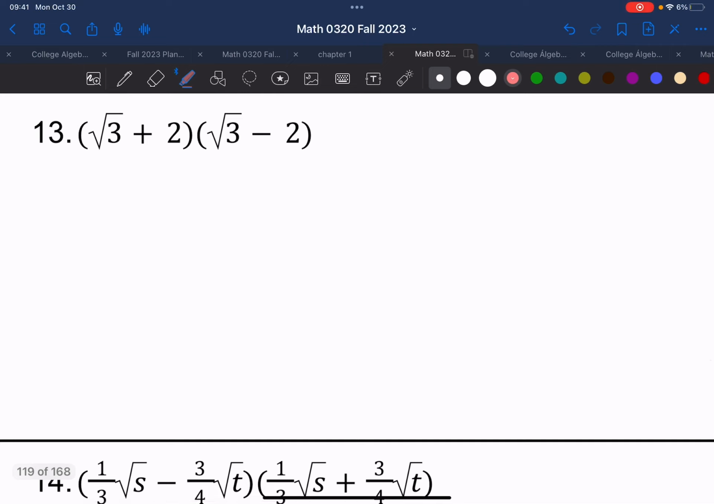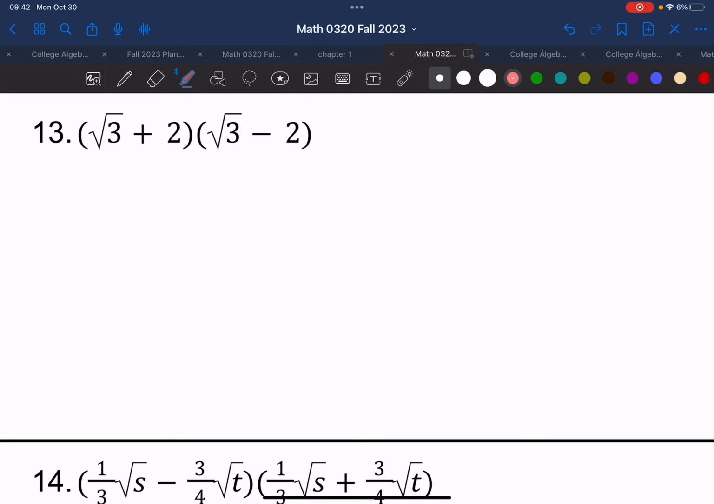Okay. This one does not have that first parentheses squared. It has 2 different binomials that we are multiplying together. One has a positive and one has a negative, but besides that, every other term is the same. So what do you think is going to happen to those two middle terms? They're going to cancel out, okay? So we can skip those two middle terms.